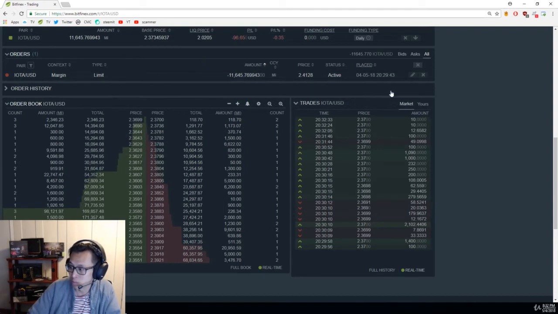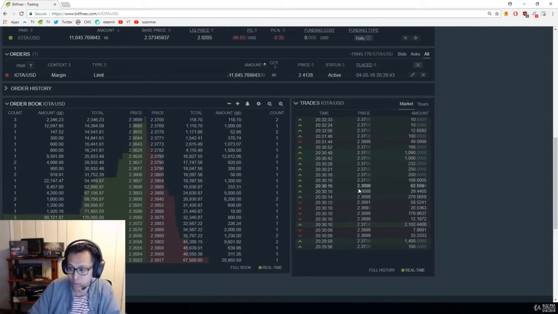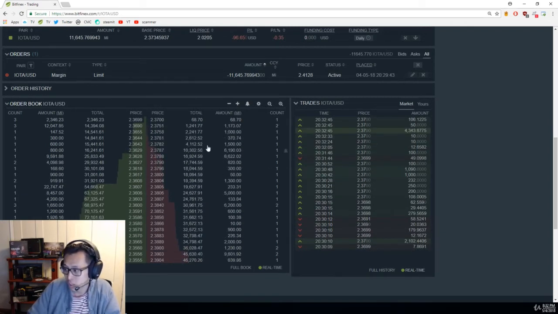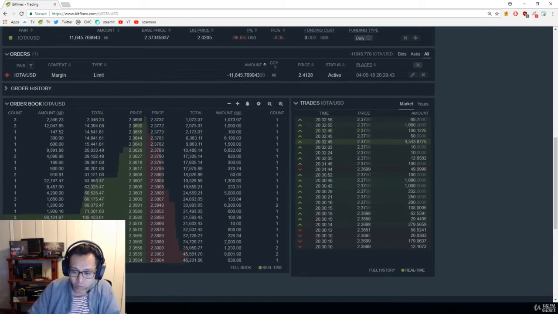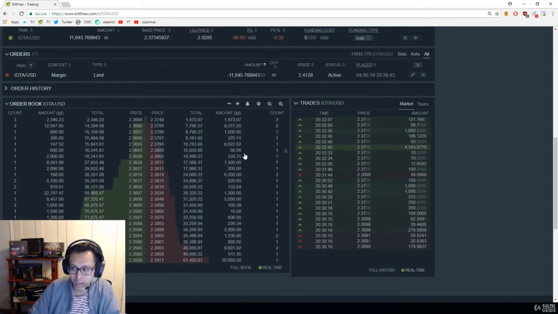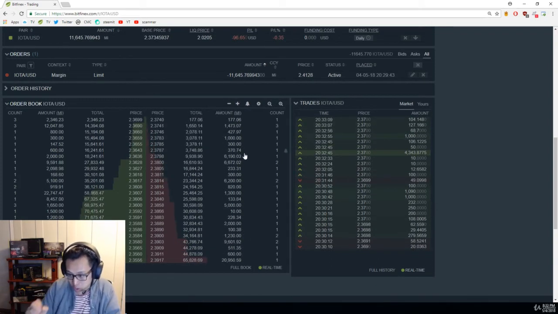We see more people interested in buying here. We don't really see a lot of people too interested in selling, which is the good part. A guy just ended up buying quite a few at $2.37 right there. There's only about 68 orders left right here. So once again, this side right here, where it says the amount, and this side where it says the amount, that is the total number of people selling at that specific price, okay?